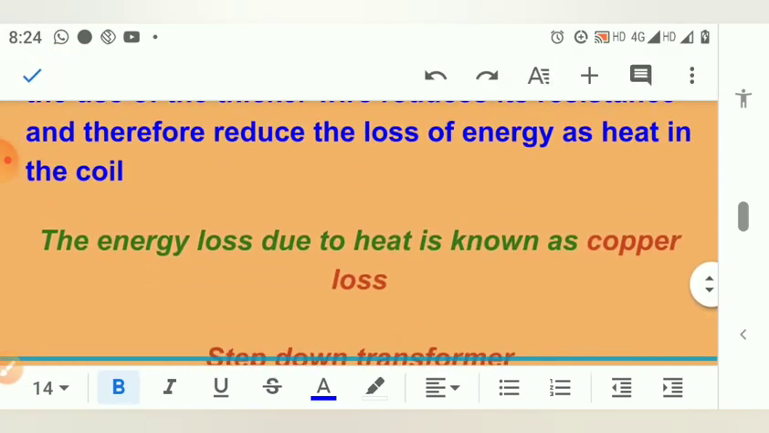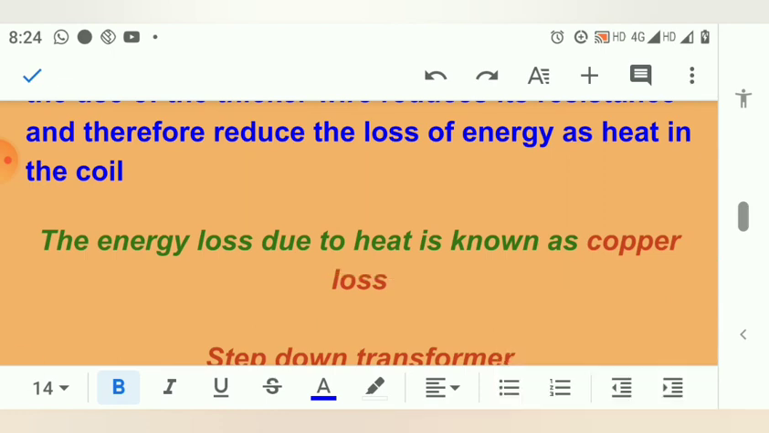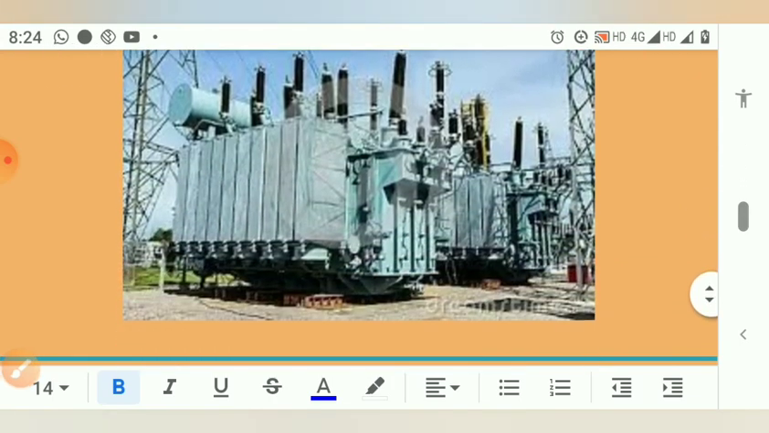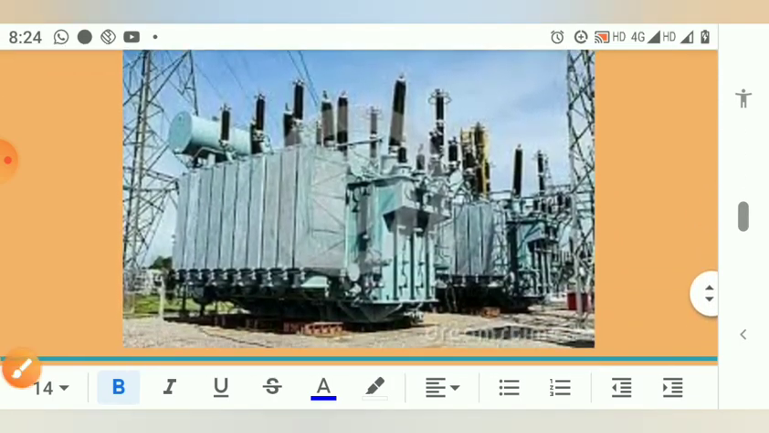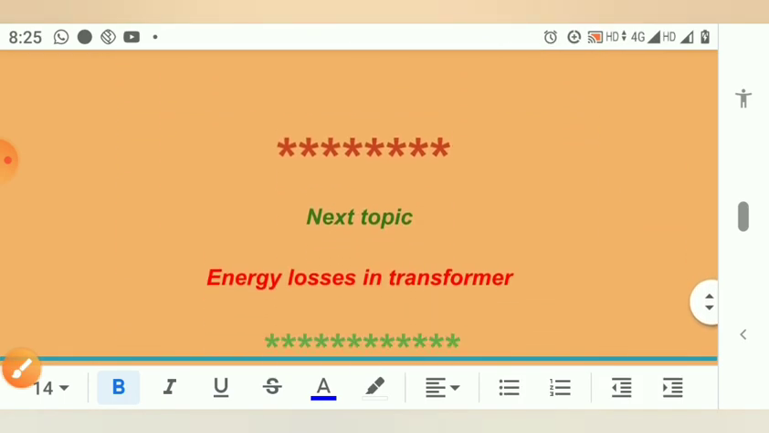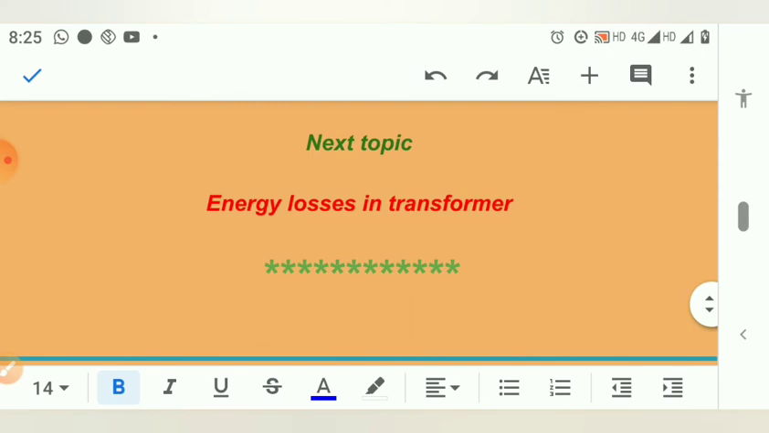The energy loss due to heat is known as copper loss. Which loss? Copper loss. Here the figure of the step down transformer is given, okay. The next topic I will be teaching you is all about the energy losses in a transformer, okay.